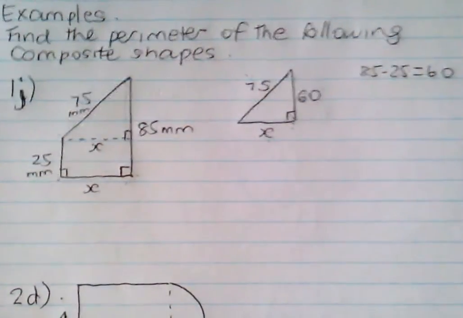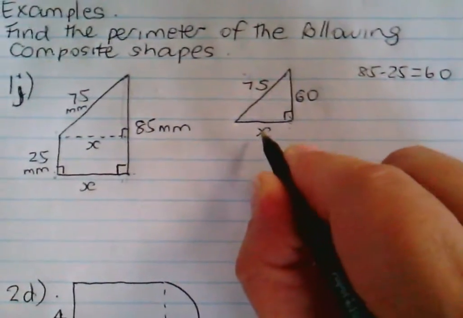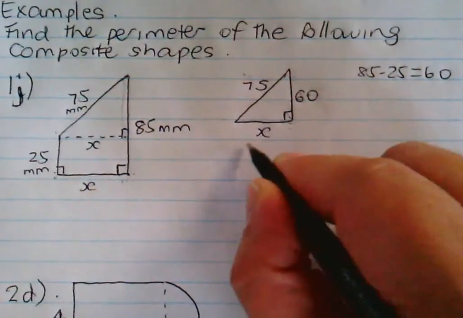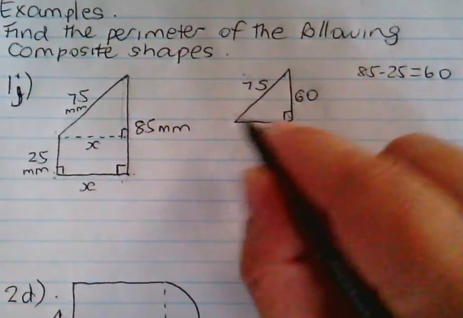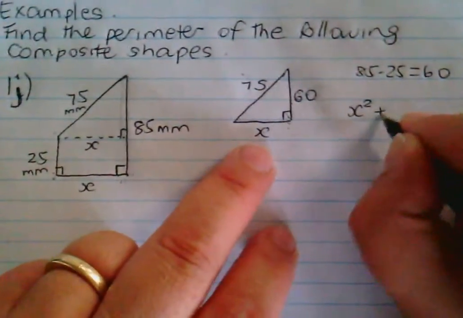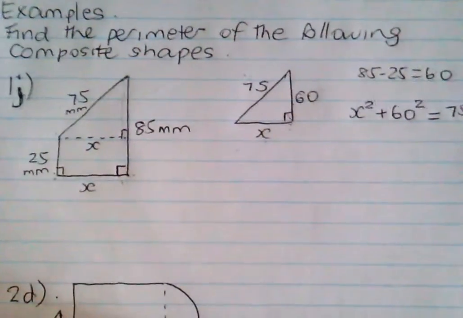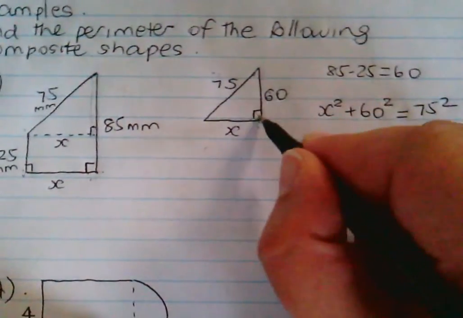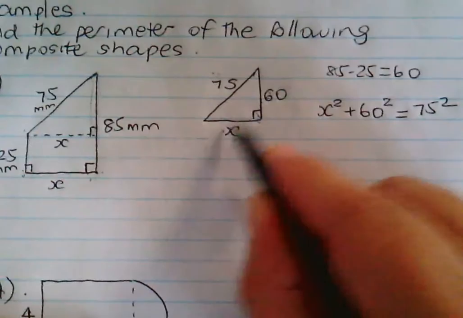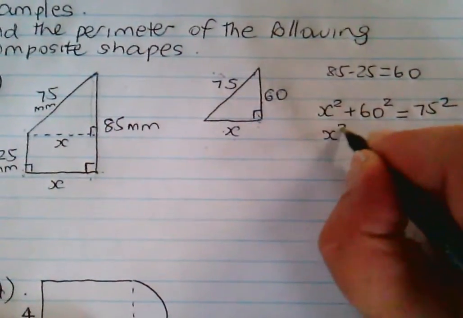But if you can just do the two smaller sides, does it make sense that the two shorter ones would add up to the bigger one? But you don't just add them. You go x squared plus 60 squared equals 75 squared. How do we know which one's the longest side? It's always opposite the right angle. So x squared plus 60 squared equals 75 squared, but we're trying to work out x.